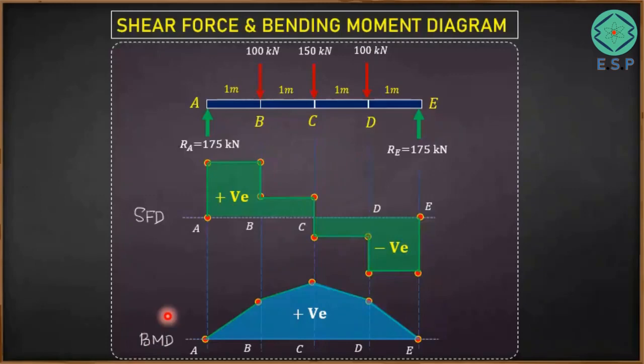So initially we got the values of shear forces and we plotted these values of shear forces to get the shear force diagram. And then we calculated the bending moments at various points and we plotted those bending moments to get the bending moment diagram. So this is how we draw shear force and bending moment diagrams.